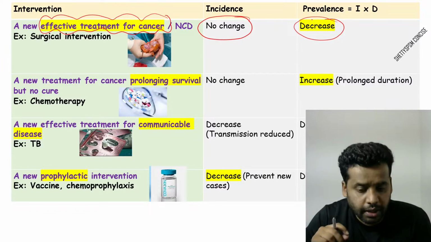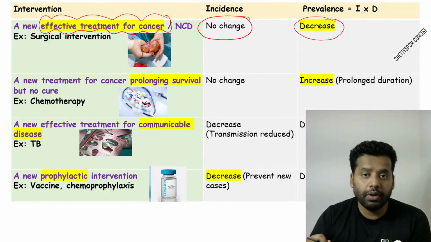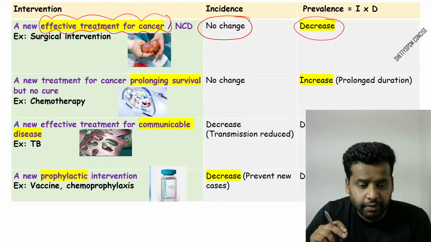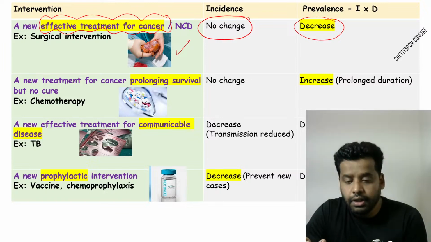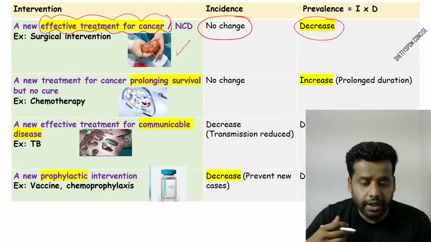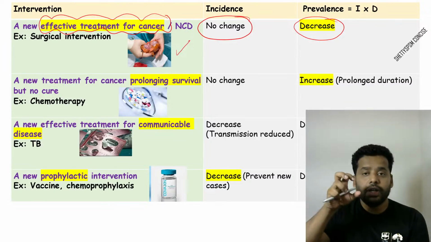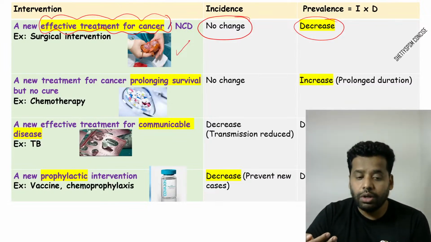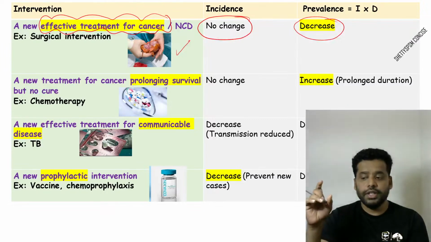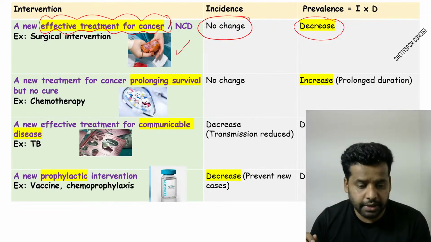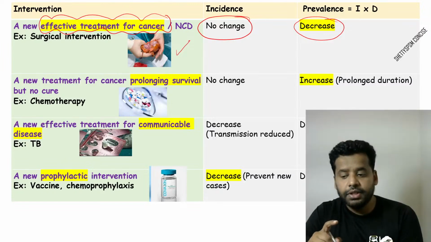Existing cases will come down. That is the importance of surgical intervention. If they ask questions like this, surgical intervention, mass screening for any cancer, and you are taking them to hospital and you are giving them cure, what is the advantage of this? Incidence will not change, prevalence will decrease. But if the question is twisted like this, don't make a mistake in this question.